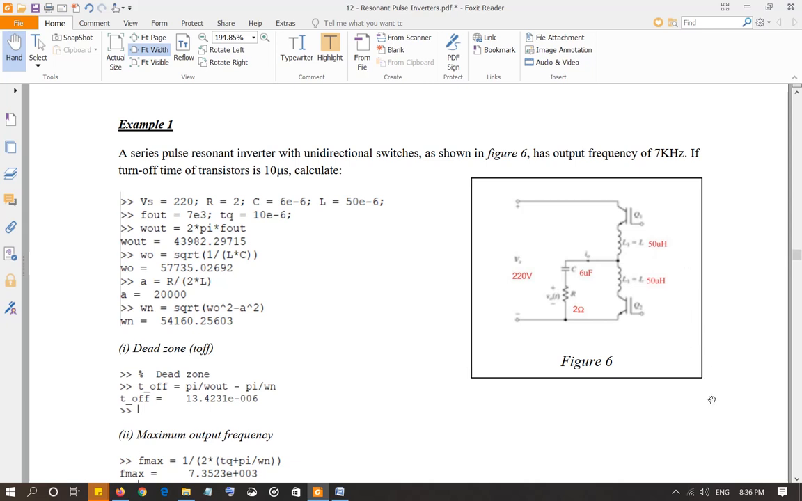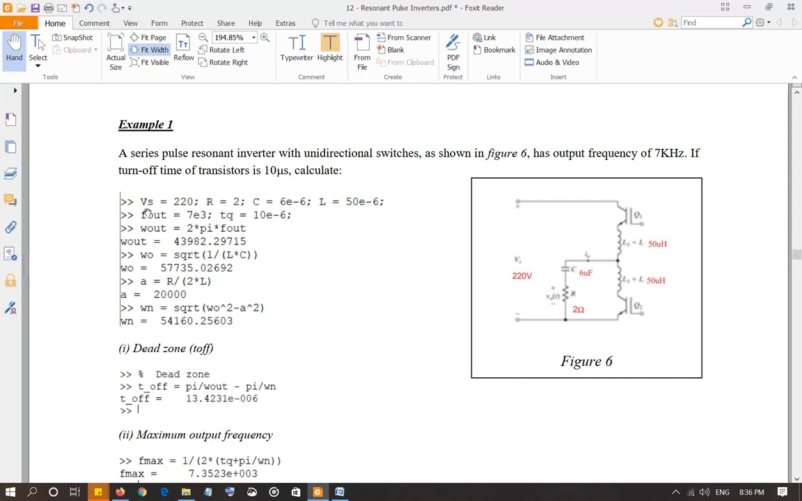because remember, we want the circuit to be underdamped in both conditions. That is, when Q1 is on and when Q2 is on, it has to be underdamped with the same value of alpha, same value of omega naught, and same value of omega n, and then your current waveform in the positive cycle and the negative cycle will exactly be the same.